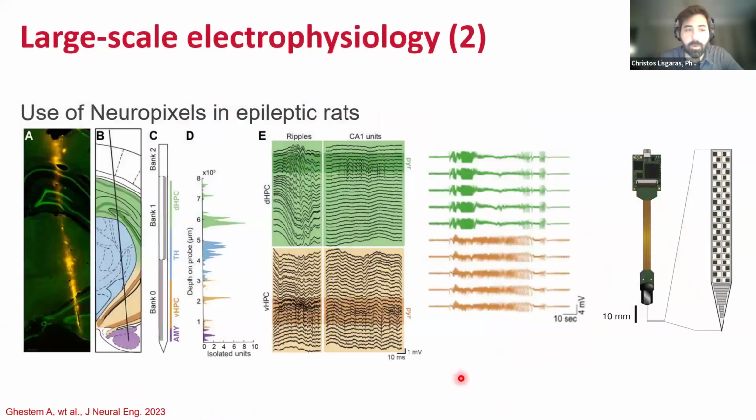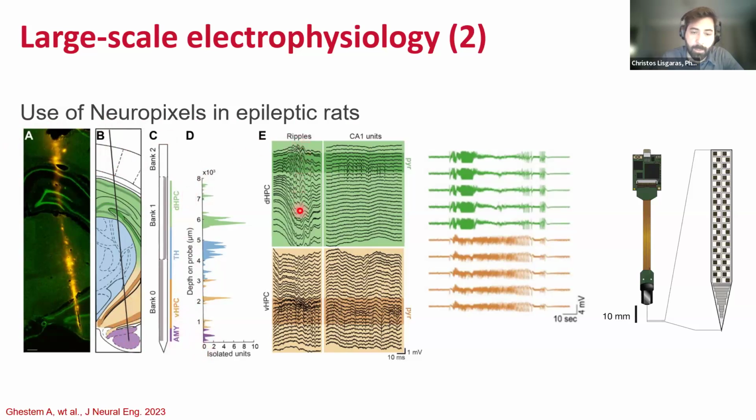Another type of electrode that is considered large scale involves the use of neuropixels. So these are probes that are quite long. As you can see here, the track of the electrode. It has many electrodes, like thousands of electrodes placed very close to each other. And that gives you the opportunity to record from many different areas simultaneously.